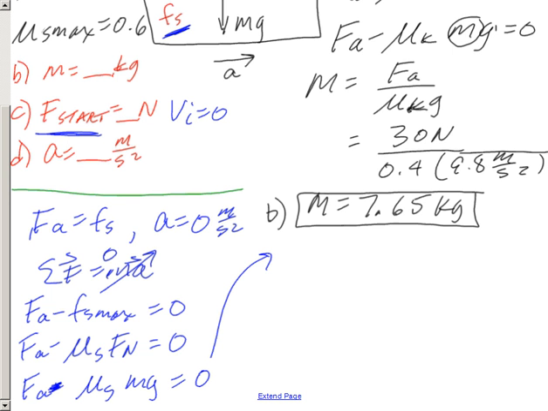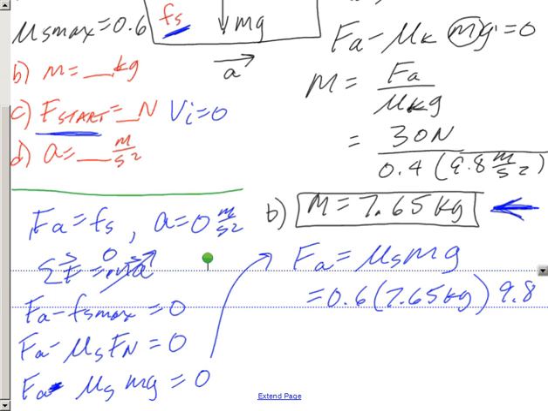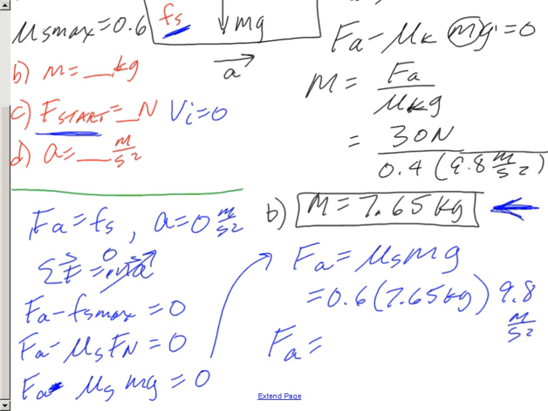I'm going to take this up here so we can fit it on one page. Now we rearrange and put FA on the left and everybody else on the right. That would give us FA equals mu static mg. Mu static is 0.6. Mass would be this mass we just got in part B, so this would be 7.65 kilograms. And g is 9.8 meters per second squared. Running this calculation through, we find out that the FA for part C to start this from rest would be 45 newtons, which is noticeably bigger than the 30 that we would have to use to keep it moving once we get it started. Okay, so that's part C.